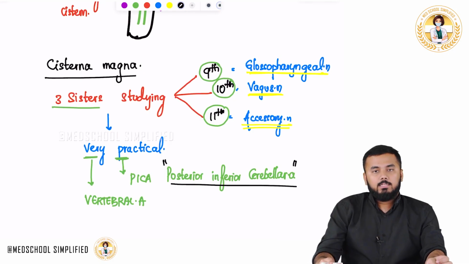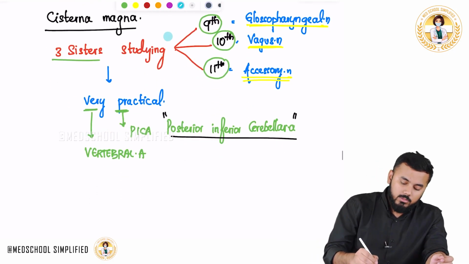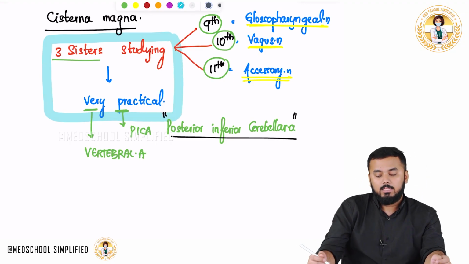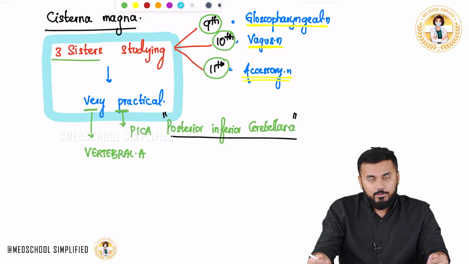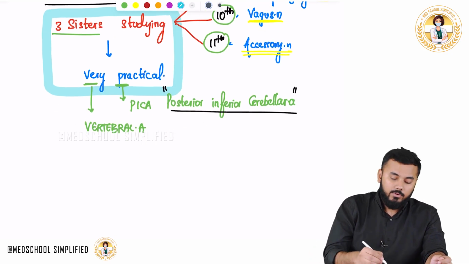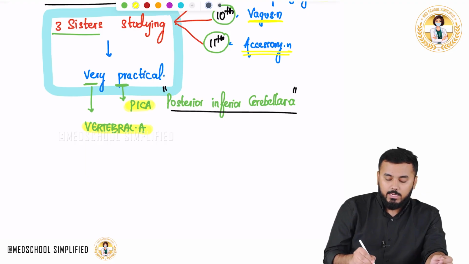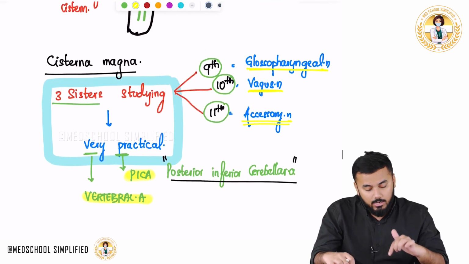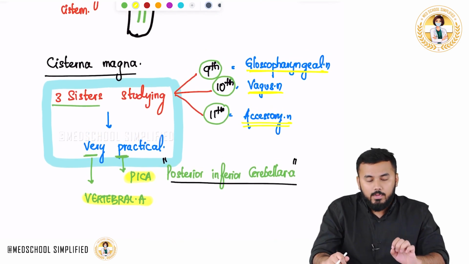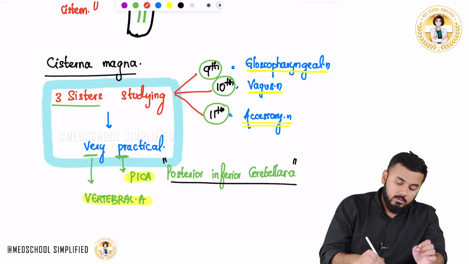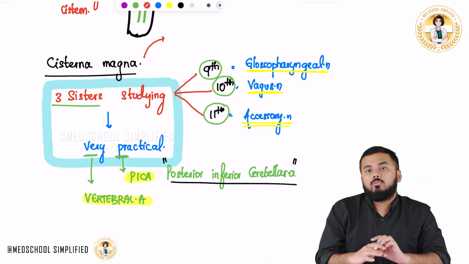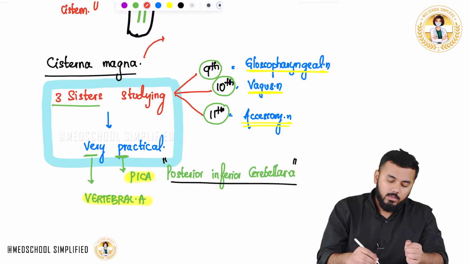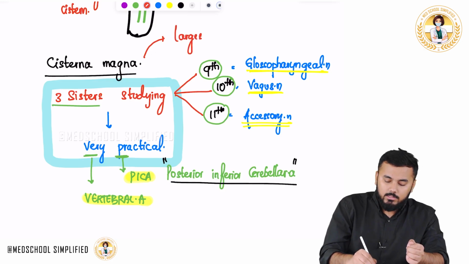Just remember cisterna magna by this mnemonic. Three sisters, they are very practical and they are studying 9th, 10th as well as 11th. So you know the cranial nerves there, and very in the sense of vertebral artery, and P stands for PICA. So these are the structures located within this cisterna magna. One important feature about the cisterna magna is that out of all the cisterns we have, this is the largest cistern. That is why you call it magna.